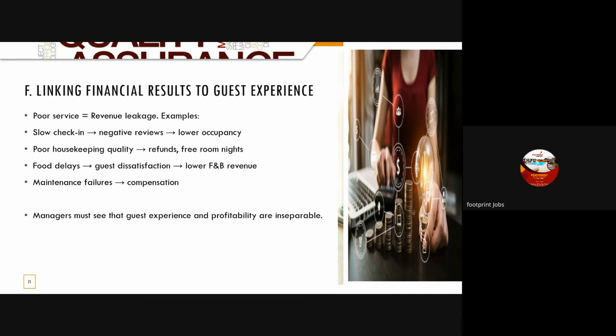Two, poor housekeeping quality. Once your housekeeping process is very poor, the room is not clean, the room smells of cigarette and all those things, a lot of people will just check in and check out. So you have a lot of refund issues. Then at some point, you start giving people free rooms or an extra night just because you want to compensate them. So the company is losing money. Understand that every time you have to compensate a guest for poor service, the company loses money. So every bad service results in revenue leakage.